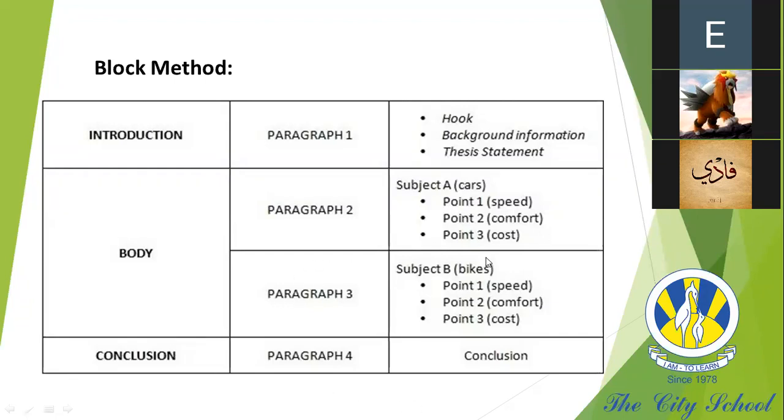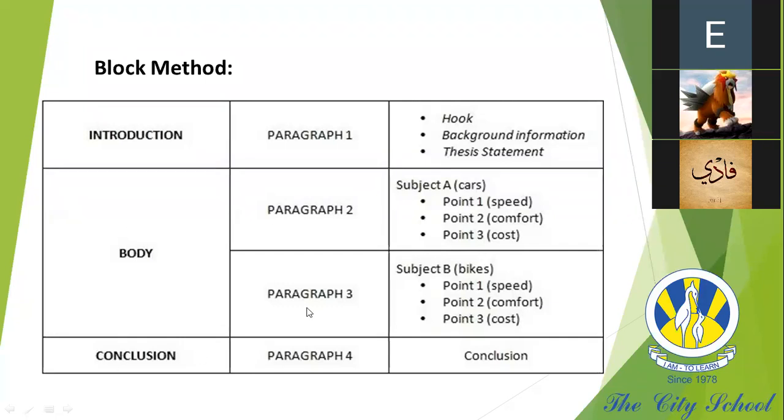All right, so let's move on. So in paragraph 1, we go with hook and background information and thesis statement. Thesis statement is actually the sentence which tells the reader about what the essay is all about. Okay, what is going to come in the next paragraph. So this is what your introduction is, and if you divide your paragraph in these 3 parts, it will be very easy for you to write a good introduction for your essay.